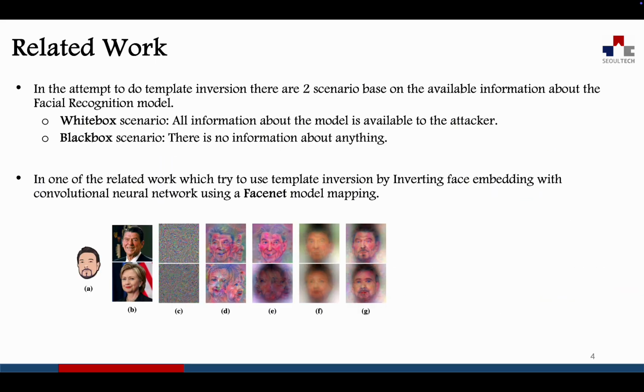In attempting a template inversion attack, there are two scenarios based on the available information about the facial recognition model. One is the white box scenario, and the second is the black box. The white box scenario provides all of the information about the model to the attacker, from the parameters of the facial recognition model to the training dataset used to train it, while the black box scenario provides no information to the attacker, which means the attacker has to guess about everything to try to attack the facial recognition model.